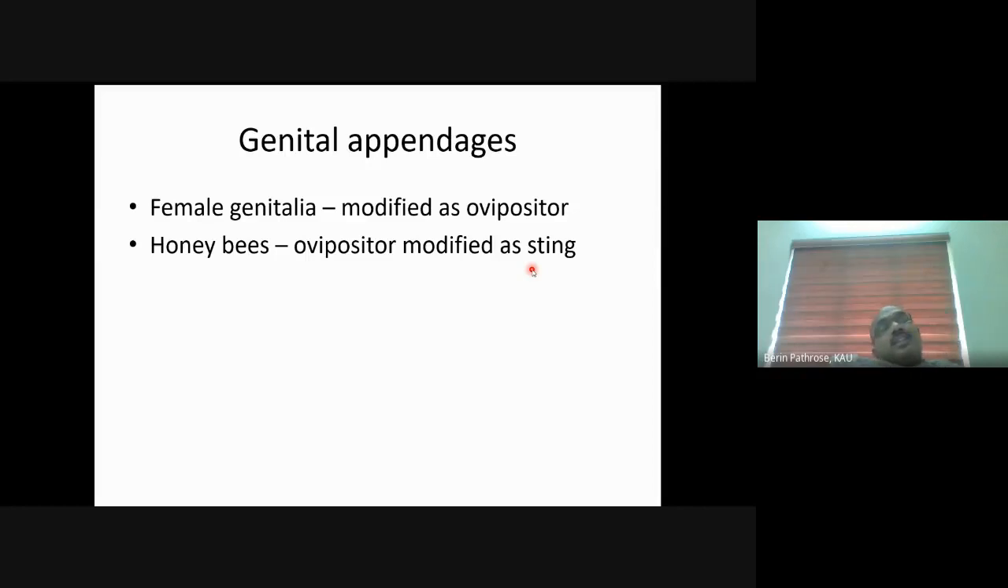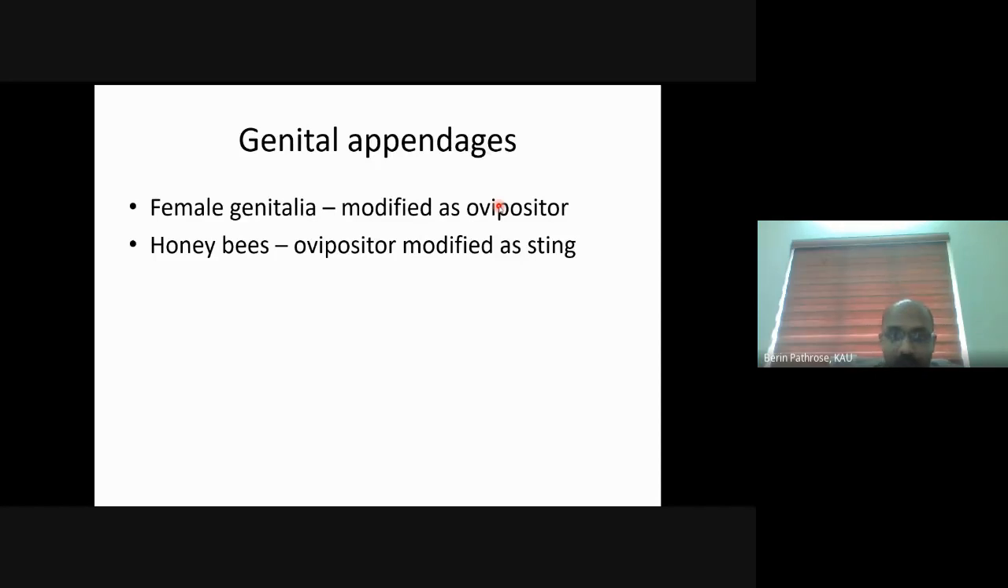Then coming to the third region, which is in between the pregenital and postgenital segments, I just included it as the last part. That is the genital appendages. I told you, in males it is located in the ninth abdominal segment on the sternal part, and in females it is located in the eighth and ninth abdominal segments. The female genital appendage is modified into an ovipositor, which means to lay the eggs.